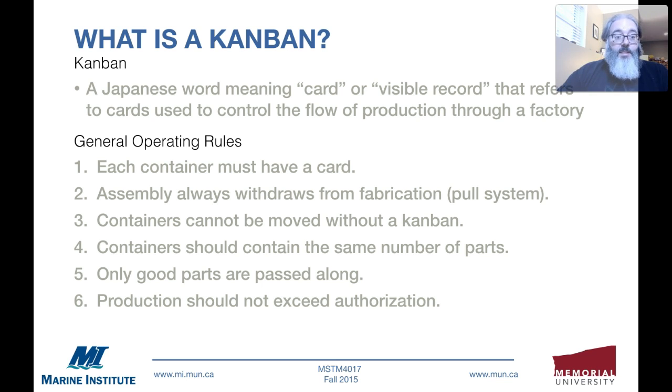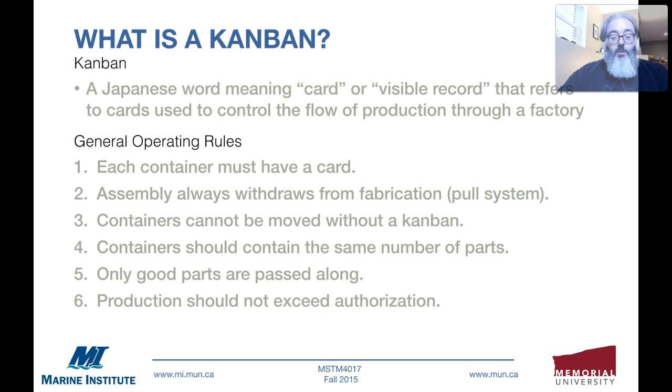In keeping with lean systems, the assembly is always going to pull from fabrication. So that means raw materials come in, a sub-assembly or a piece gets fabricated from the raw materials, and then for assembly it is pulled. I already mentioned this, but containers cannot be moved without a Kanban, so no container can move without a card. And in keeping with lean systems, containers should always contain the same number of parts.